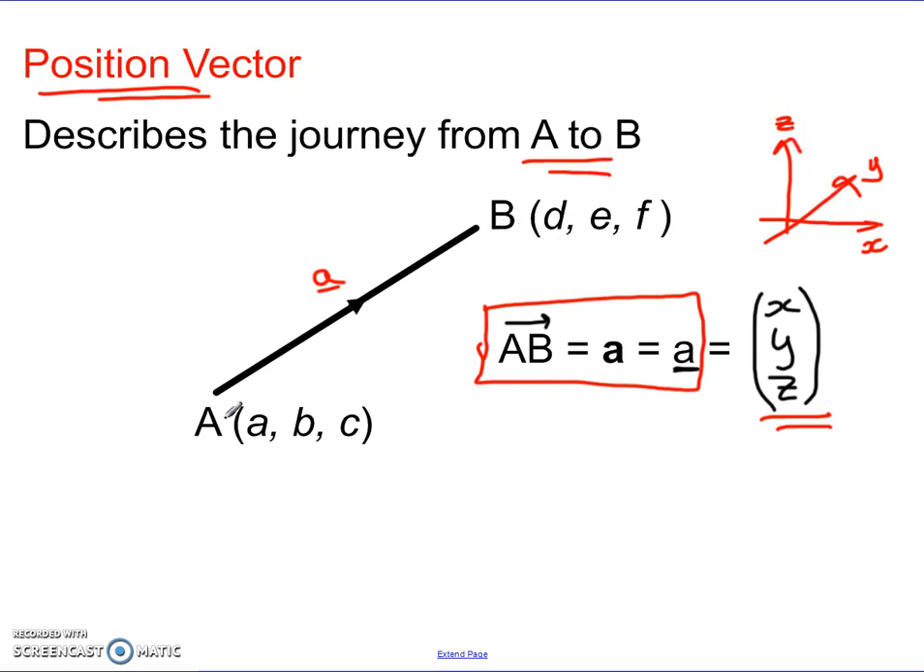And we can actually use B and A here to calculate it. So we can use A and B to get this vector A to B. But in order to do that, we need to know the vectors of A and B. We need to know the position vectors that describe these points to then be able to use them and calculate the vector between them.